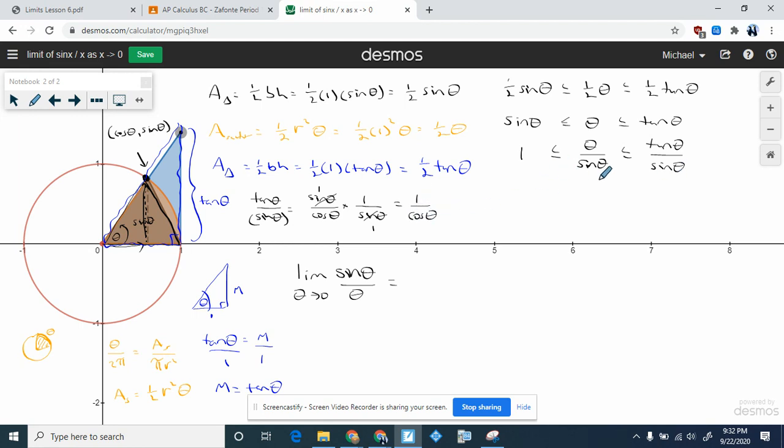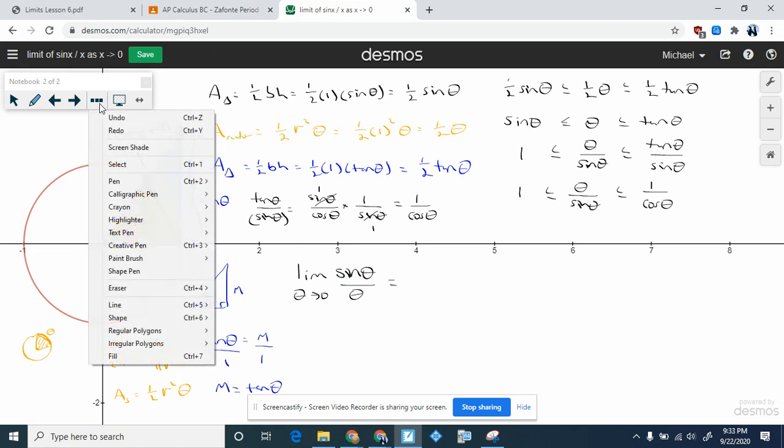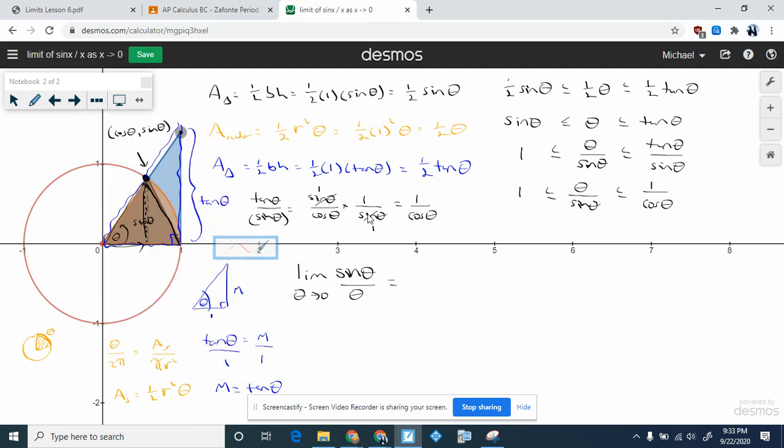So now I can come back over here and say, all right, 1 is less than or equal to theta over sine theta, less than or equal to 1 over cosine theta. And now you're like, wow, that thing in the middle is awfully close to this. The only difference is that it's flipped. So you're like, all right, not a big deal. I'm going to go ahead and just flip everyone.